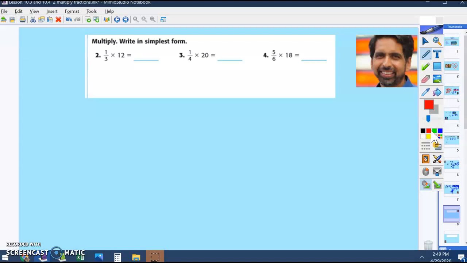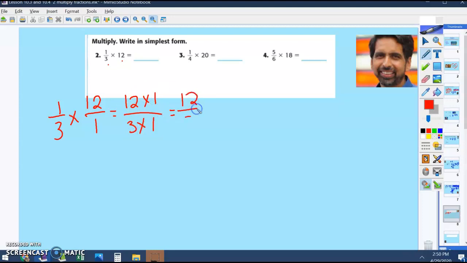So in my head, I know that 3 and 12 are compatible numbers. So I could think to myself, well, if I only want 1/3 of 12, I'd have to split 12 into 3 equal sections, and then I only want one of those. Or I could do it like this. 1/3, mathematically, it would look like this. I need to change my whole number into a fraction, and then I would do 12 times 1 is my numerator, and 3 times 1 is my denominator.